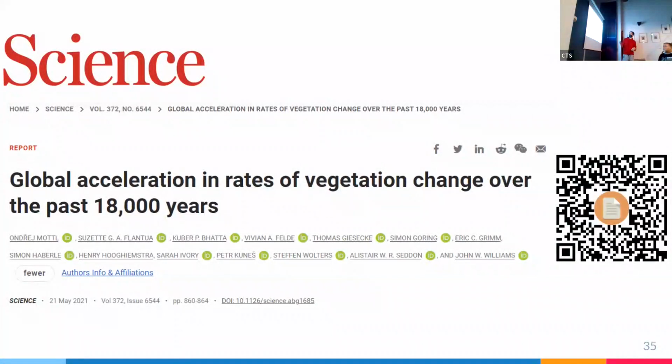Okay. And then what we've done, we use the package to determine the rate of vegetation change on the globe. I was very, very happy and lucky that, thanks to a great team of people, I was able to publish this as first author in Science. It's called Global Acceleration Rate of Vegetation Change over the last 1800 years. If you haven't read the paper, I recommend it. I think it's a good paper.